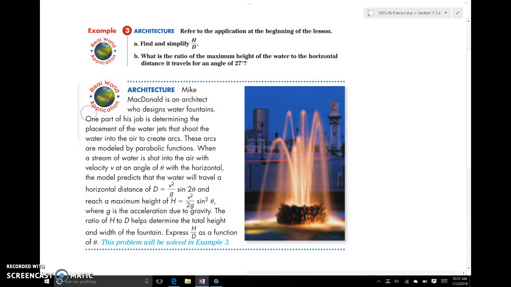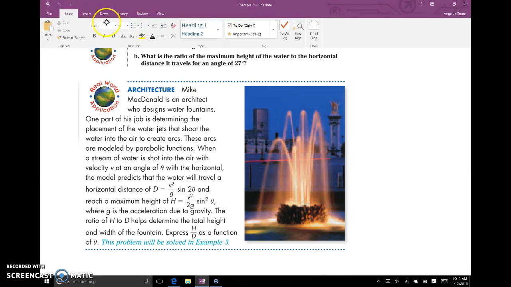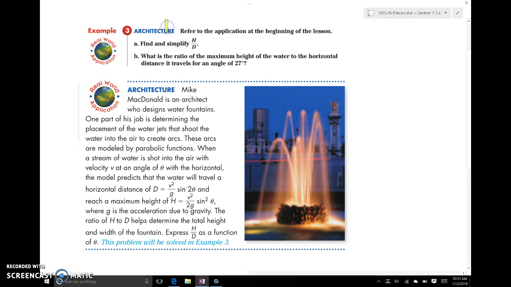Alright guys, so we'll pick up where we left off yesterday in class. So in this problem, we're given two bits of information about the fountain and its design. So the horizontal distance that the water will travel is given by this equation, and the maximum height that the water will travel is given by this equation. And these equations come from physics.